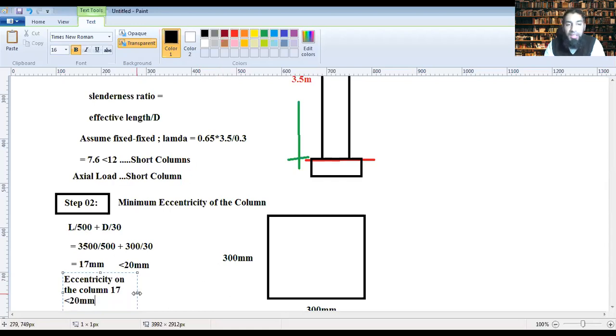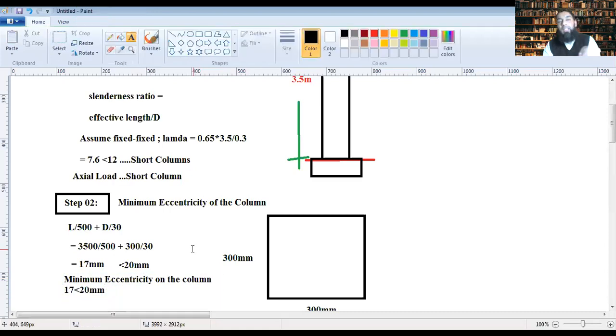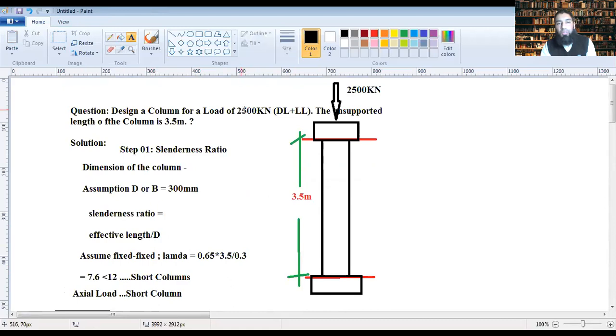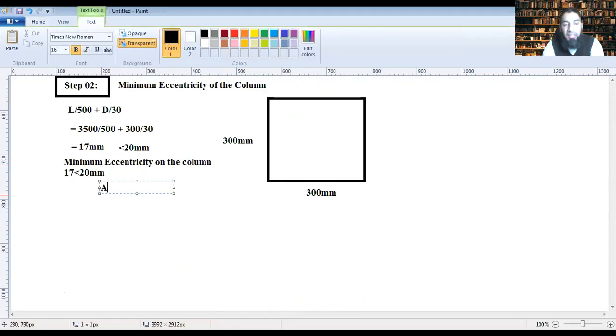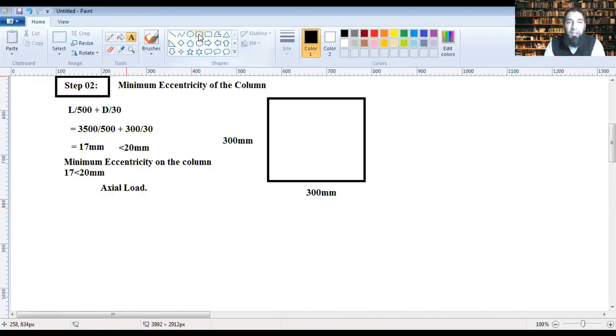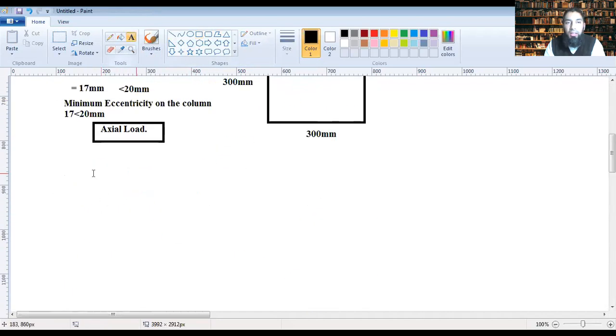If there was eccentricity more than 20, then there would be moments as well in this question, so this would not be only an axial load. Now it is clear that you are taking only an axial load because it's less than the minimum eccentricity. So is this clear? If it's less than 20, then you can assume that only the axial load is acting here.